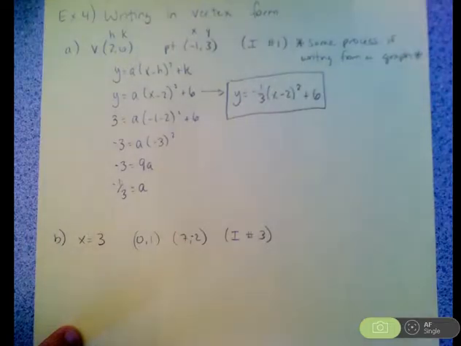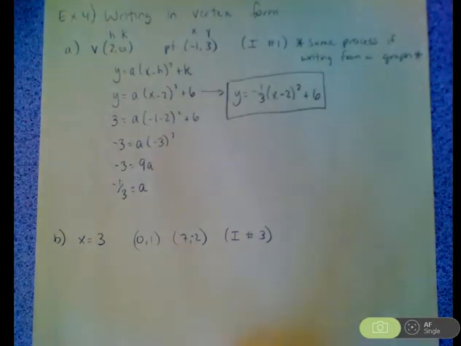If it says to leave this in standard form, you know from one of the previous examples that you just multiply this whole thing out to standard form. But it's easiest to start with vertex form and then go to standard form if you need to do that.